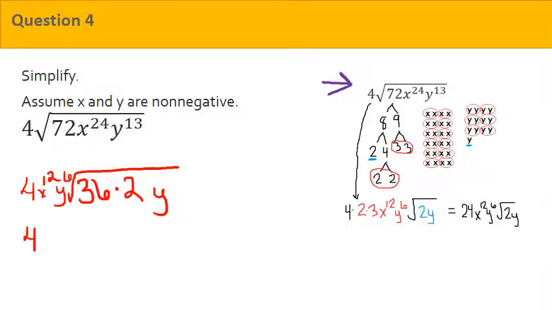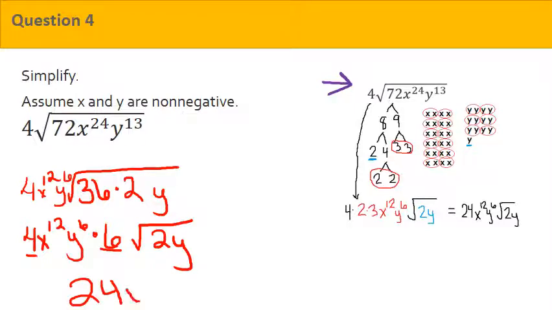So I'm going to bring this down. So 4, x to the 12th, y to the 6th. Then this square root of 36 is a 6. And then my 2y is left underneath the radical. So now all we have to do is multiply 4 times 6. So we get 24 x to the 12th, y to the 6th, on the square root of 2y.